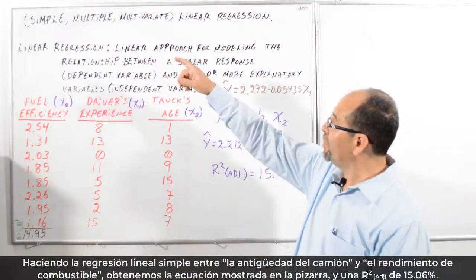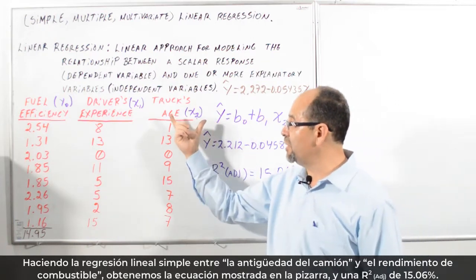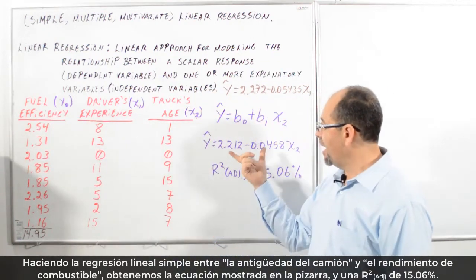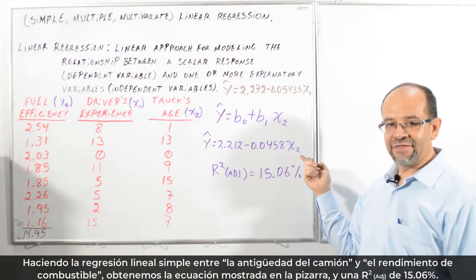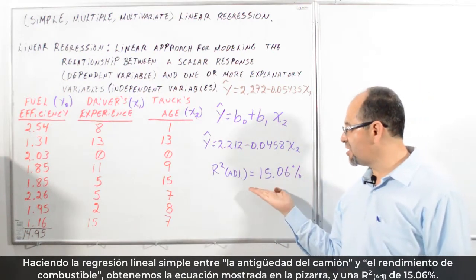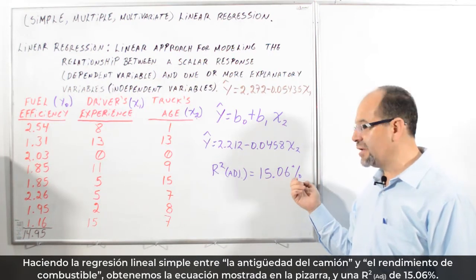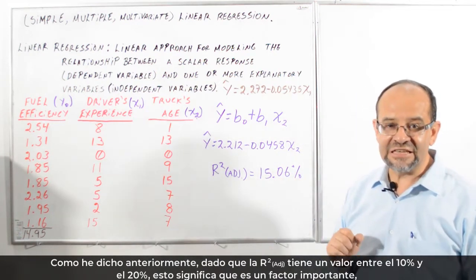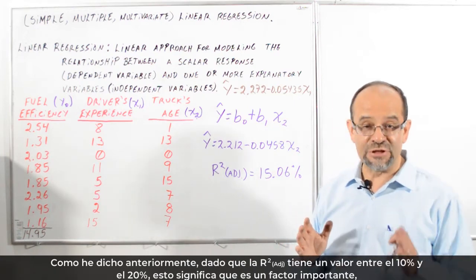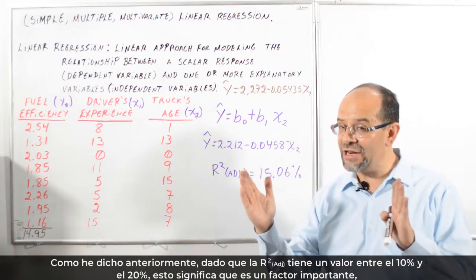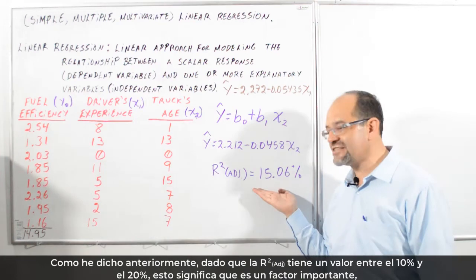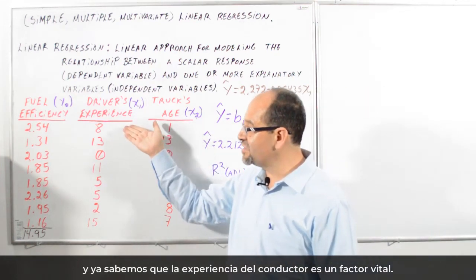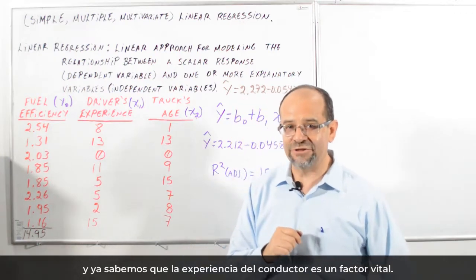Doing the simple linear regression between Trox's age and fuel efficiency, this is the equation that we get. And this is the R-squared adjusted, which is 15.06%. As I have said, since the R-squared adjusted is between 10% and 20%, that means that this is an important factor. We already know that driver's experience is a vital factor.